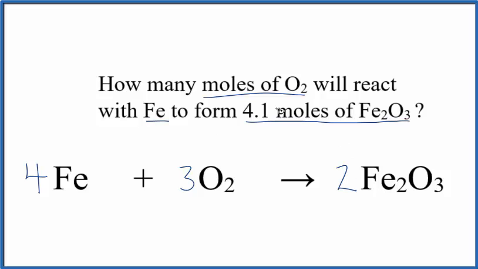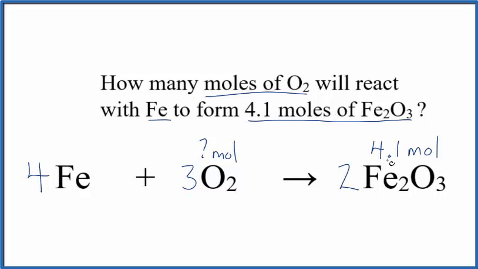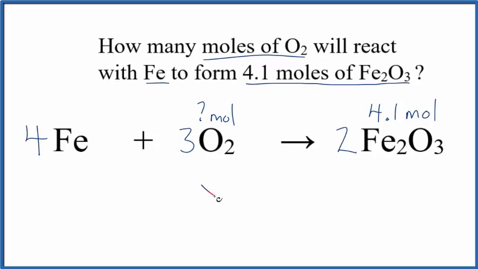So let's write what we have. We have moles of oxygen. We don't know moles of oxygen, but we do know that we have 4.1 moles of iron 3 oxide. So probably the easiest way, we're going from moles to moles, is just to set a ratio up. X over 3 equals 4.1 over 2. And if you solve for X, you'll end up figuring out the moles of oxygen you need to react with the iron to get the iron 3 oxide. These coefficients here, that's what gives us the ratio, and that's what allows us to solve this problem.